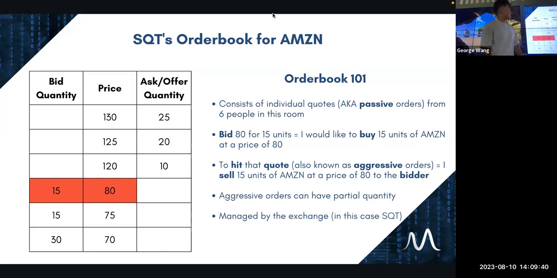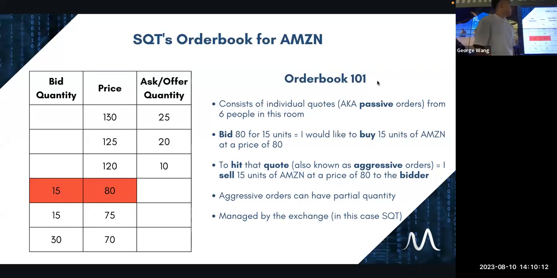So this is an order book, and assume that we are trading Amazon. Amazon is the stock we're trading, and I've asked 6 people in this room to give me their quotes. A quote is also known as a passive order. First assume that all of these rows are individual people and individual quotes. If you look at this quote, this is somebody bidding for 15 units at a price of 80. What that means is this person is willing to buy at a price of 80 for 15 units. So this is a passive order.